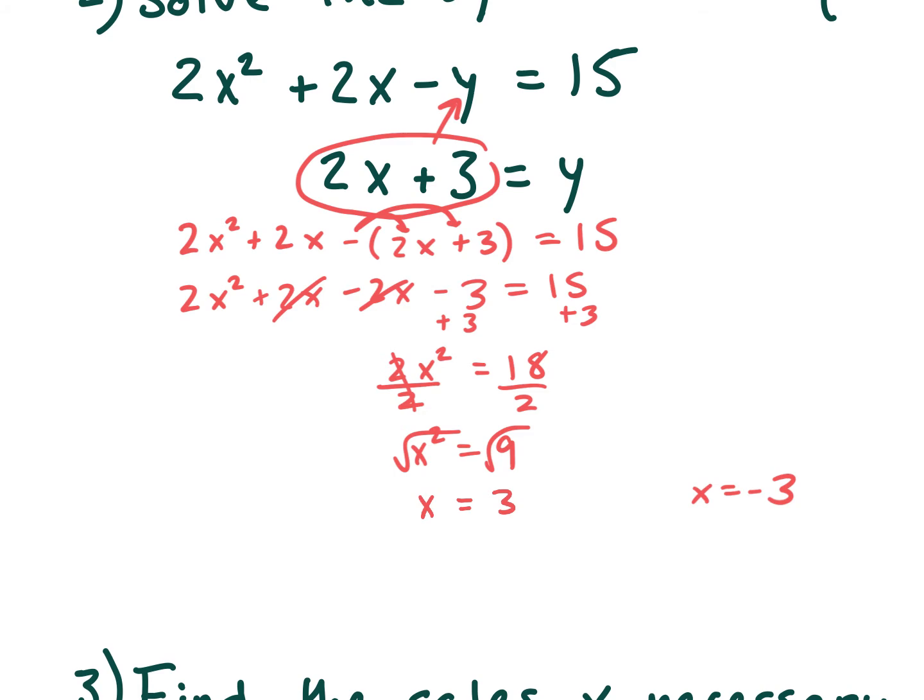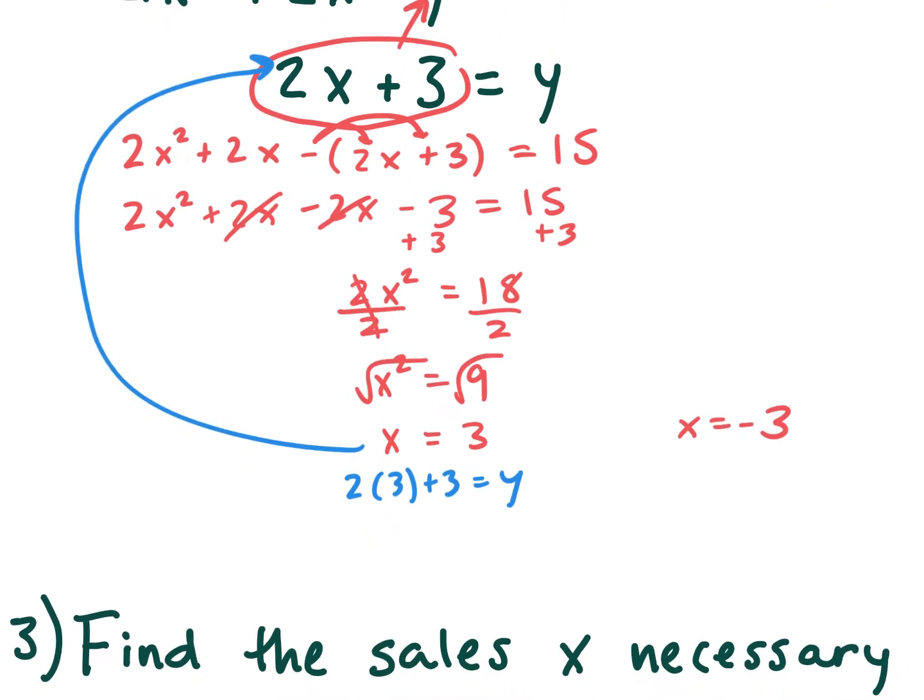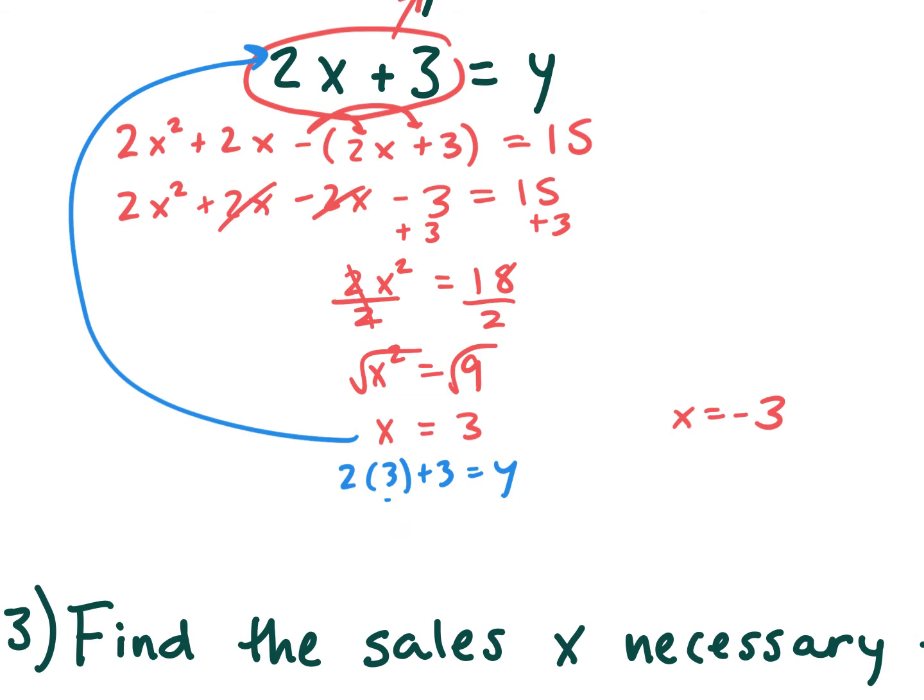I have to plug them both in to find y, because I have 2 x's, so I'm going to have 2 y's. So I'm going to plug it into the second equation because it's going to be a lot easier to work with. So I have 2 times 3 plus 3 is equal to y. 2 times 3 is 6. 6 plus 3 is 9, so y equals 9. How would I write my answer here? 3, 9. And then do the same thing for the second one.